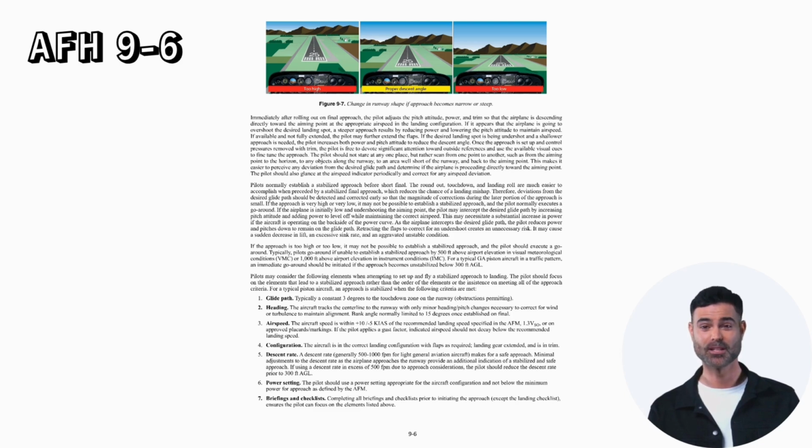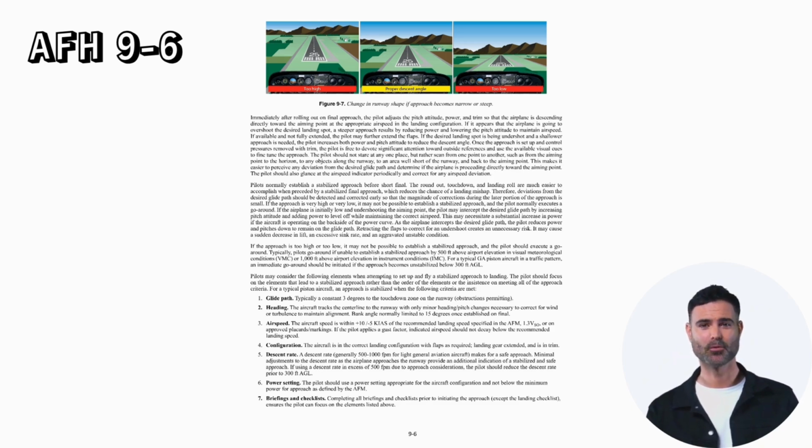3. Airspeed. The aircraft speed is within plus 10 to minus 5 KIAS of the recommended landing speed specified in the AFM, 1.3 VSO, or on approved placards or markings. If the pilot applies a gust factor, indicated airspeed should not decay below the recommended landing speed. 4. Configuration. The aircraft is in the correct landing configuration with flaps as required, landing gear extended, and is in trim.